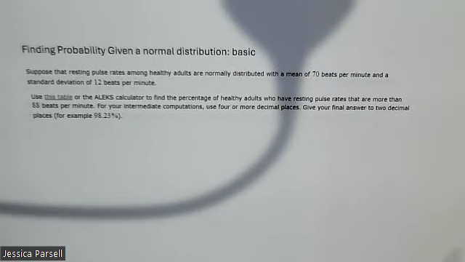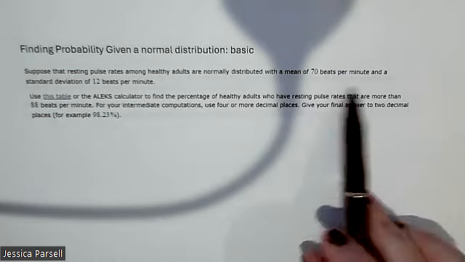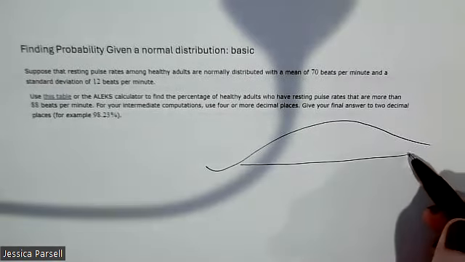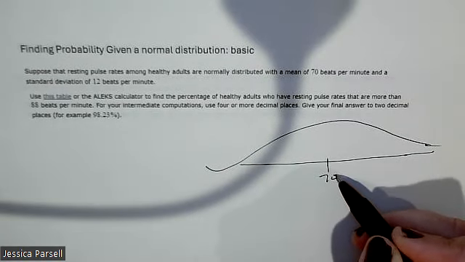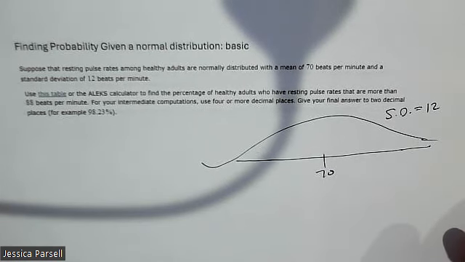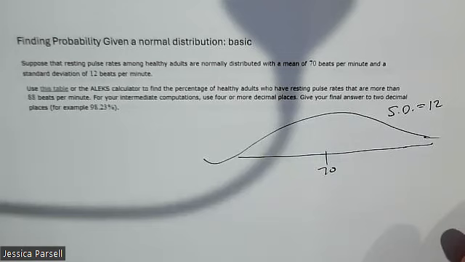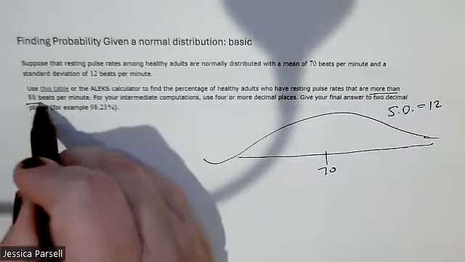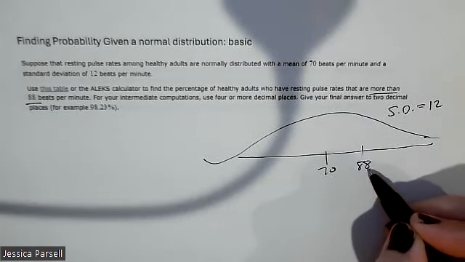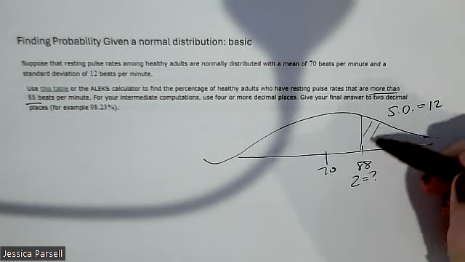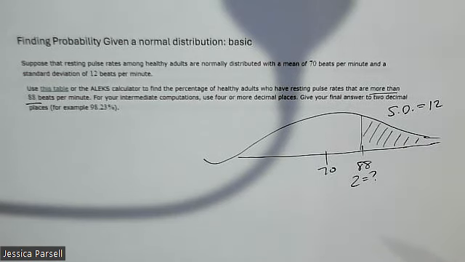Okay, suppose that resting pulse rates among healthy adults are normally distributed with an average of 70 beats per minute and a standard deviation of 12 beats per minute. Okay, let's draw ourselves a little chart here. Average is 70 beats per minute. Standard deviation is 12 beats. Okay, use the table to find the percentage of healthy adults who have resting pulse rates that are more than 88 beats per minute. Well, 88 is to the right of 70. So we need to know that z-score. When they say more than, we're again looking for this little chunk up here.